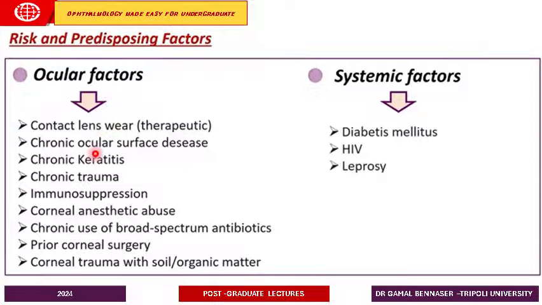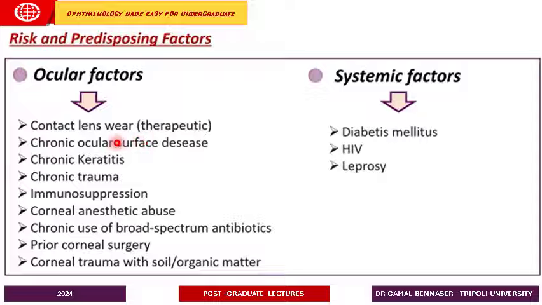Another important cause is the chronic ocular surface disease problem. This is very important. Any presence of any chronic ocular surface problem predisposes the patient to fungal keratitis, especially those with chronic conjunctivitis and those with dry eye. So you should be careful about these cases.